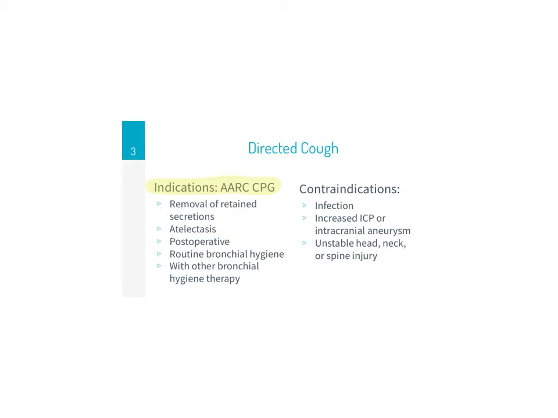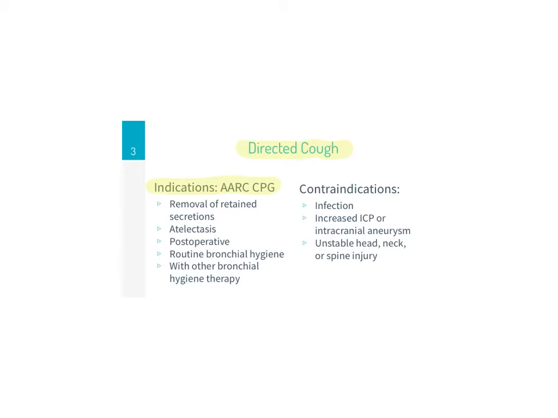Okay, so some indications for directed cough specifically. So we're specifically talking about directed cough right now. Would be the removal of retained secretions, atelectasis, post-operative. So we're going to encourage them to cough because remember, they may be on narcotics or opiates. They may have just come out of anesthesia. So their cilia aren't working correctly. They're not woken up yet, or they hurt and they don't want to cough. So we're going to cough with them and kind of make them cough, force them to cough.